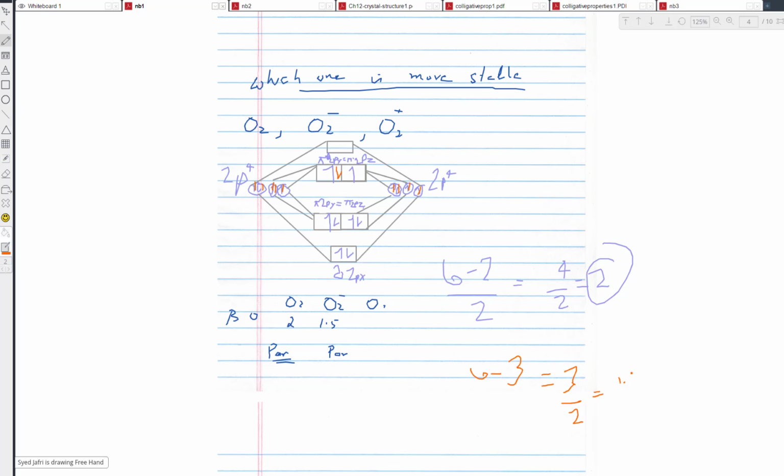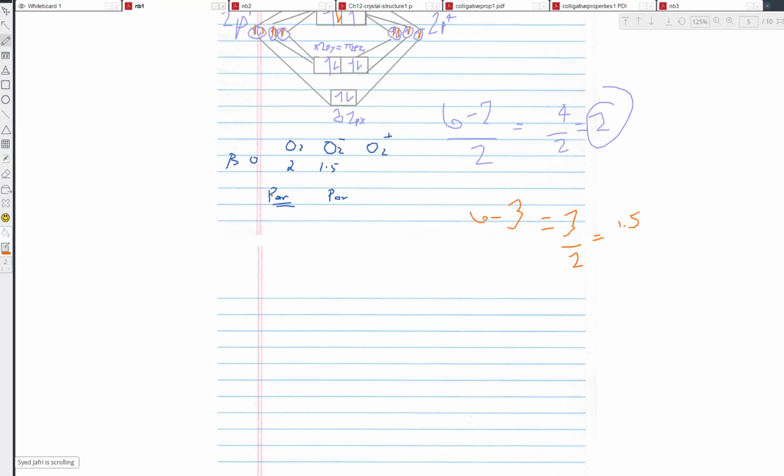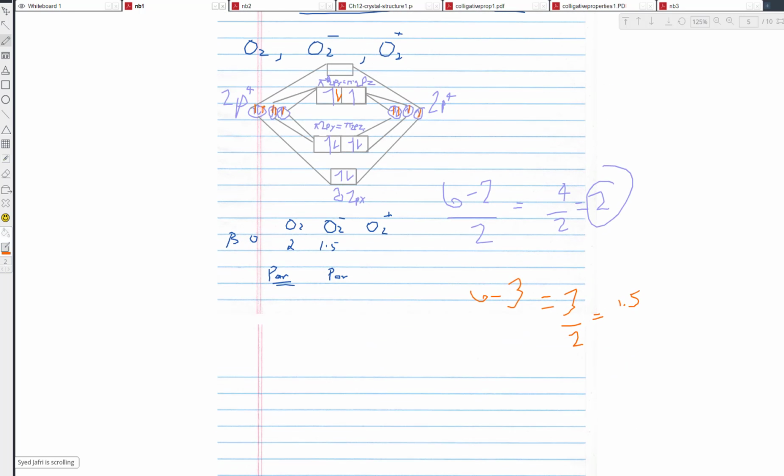What about O2 positive? So instead of having 8, it's going to have one less electron, 7. There would only be 1 over here, right? Yes, and it's still going to be paramagnetic. The bond order would be 6 minus 1, which is 5 over 2, which is 2.5. Which one is going to be more stable?